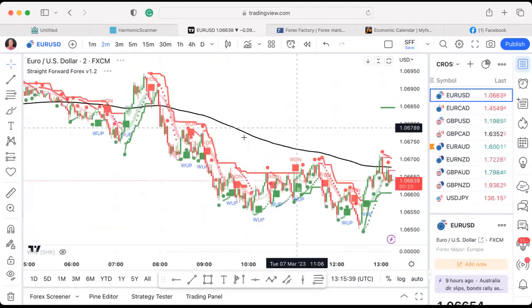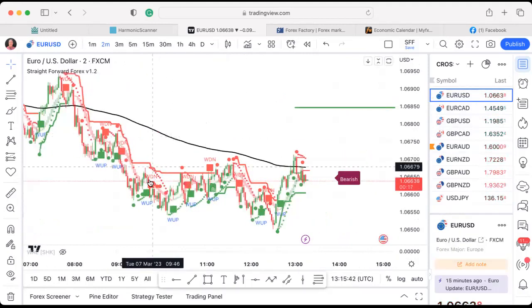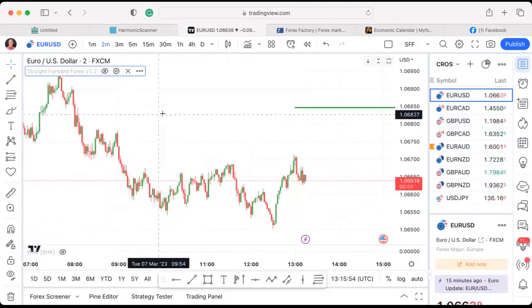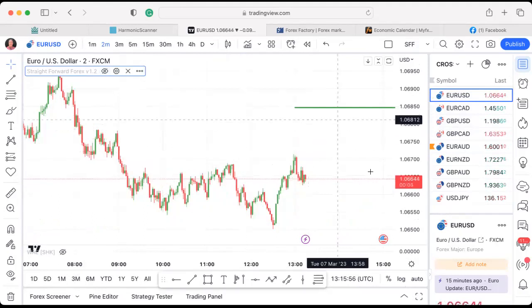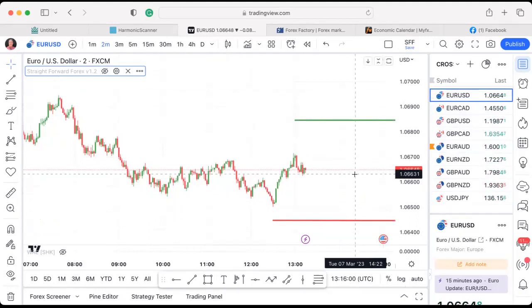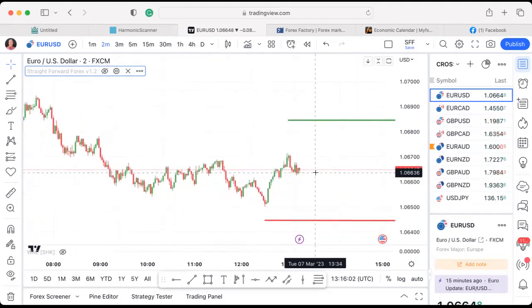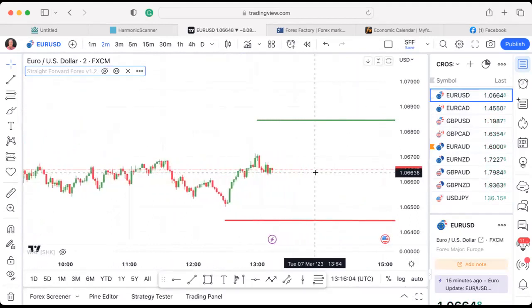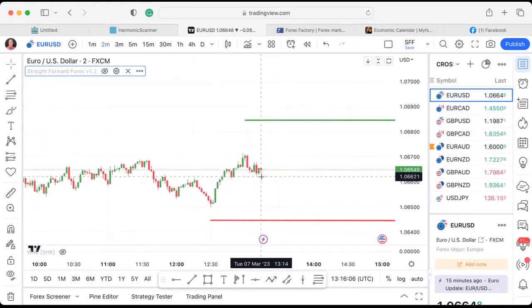Okay, so I'm now going to remove the straightforward Forex for now. So we're back to a nice clean chart. We now got a 1 o'clock candle which is closed. So this green candle is a 1 o'clock candle.